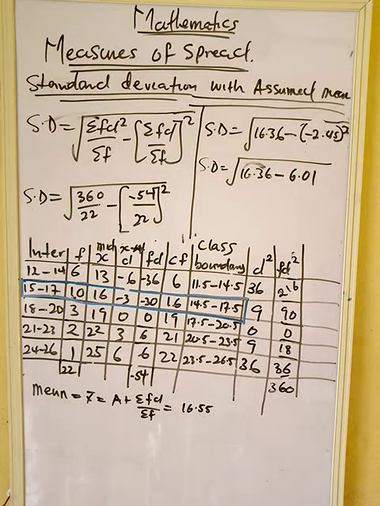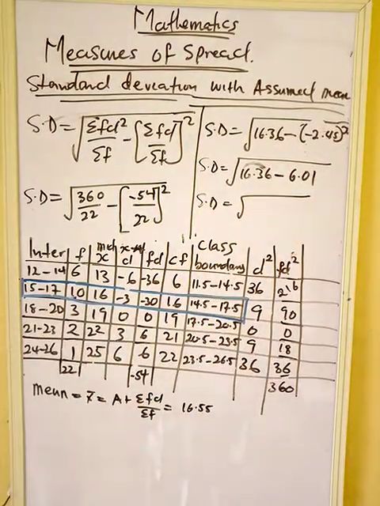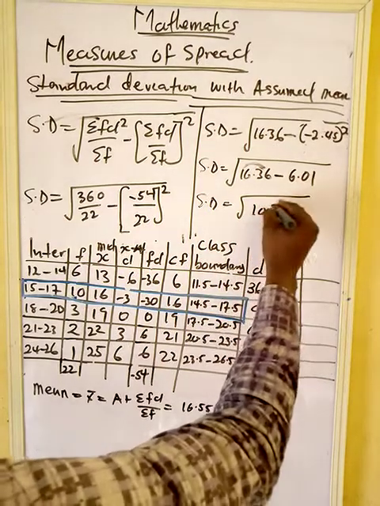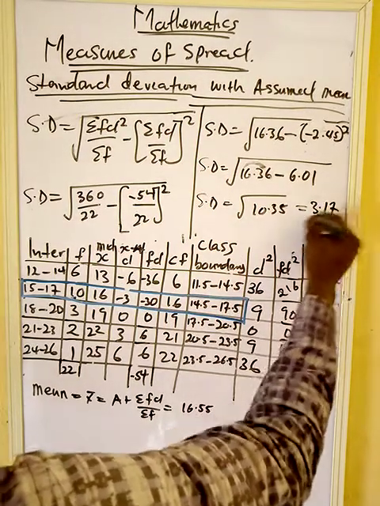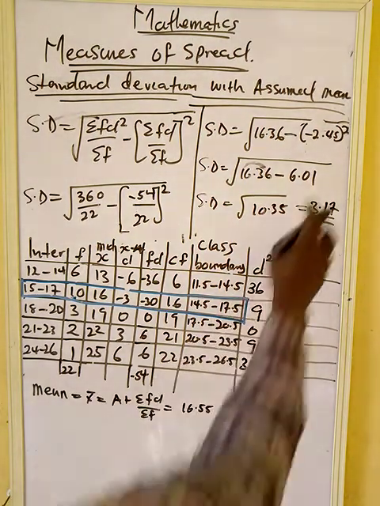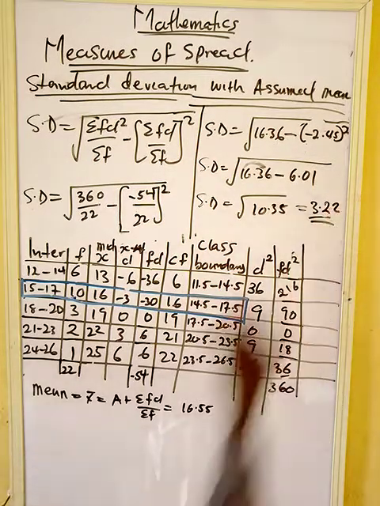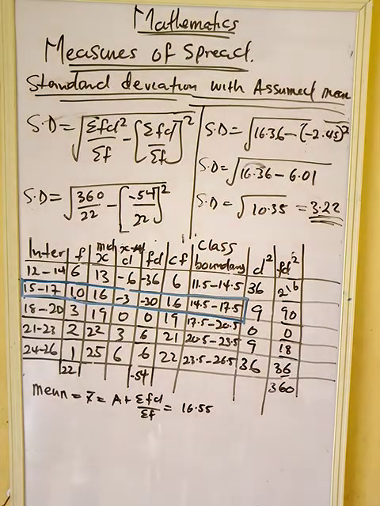Now 16.36 minus 6.01 will give us 10.35. What is the square root of 10.35? It's 3.17. No, 3.2, sorry, 3.22 approximately. So that is how to calculate the standard deviation in grouped data.